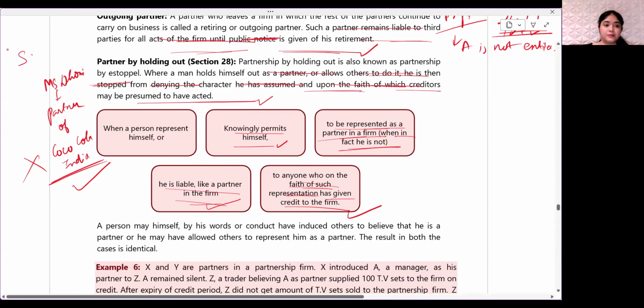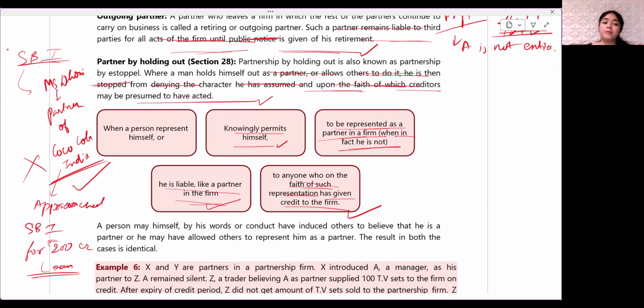Now, SBI Bank got to know that Dhoni is the partner of Coca-Cola India, and Coca-Cola India had approached SBI for a 200 crore rupees loan. SBI feels Dhoni is the partner of Coca-Cola India, so Coca-Cola will make great sales, and now I can give them the loan. If SBI has believed that Dhoni is the partner, and that is why they have kept faith on that representation and given credit, given a loan to Coca-Cola India, then for that loan also Dhoni is liable. Dhoni has to pay that money. So SBI can recover the money from MS Dhoni also.